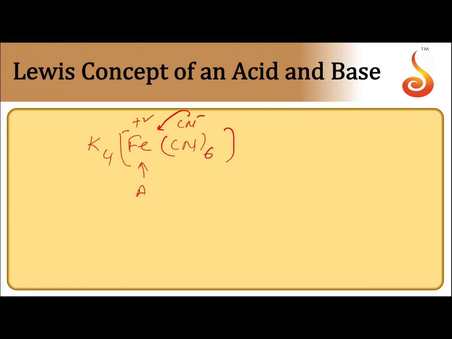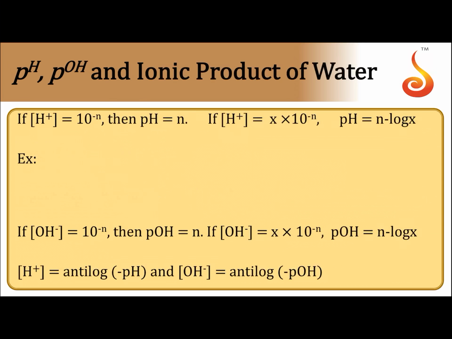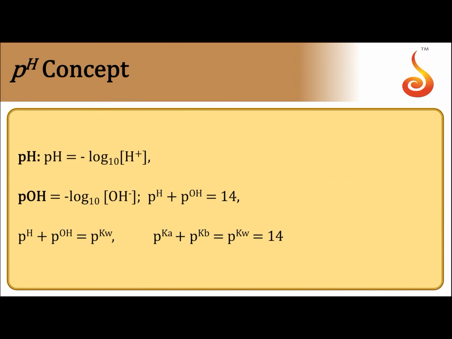An electron pair acceptor is called a Lewis acid, so Fe+2 plays the role of the Lewis acid. The electron pair donor, each CN minus, is called the base. So all ligands in a complex act as Lewis bases, and the central atom or ion acts as a Lewis acid. That is regarding Lewis acid-base theory.